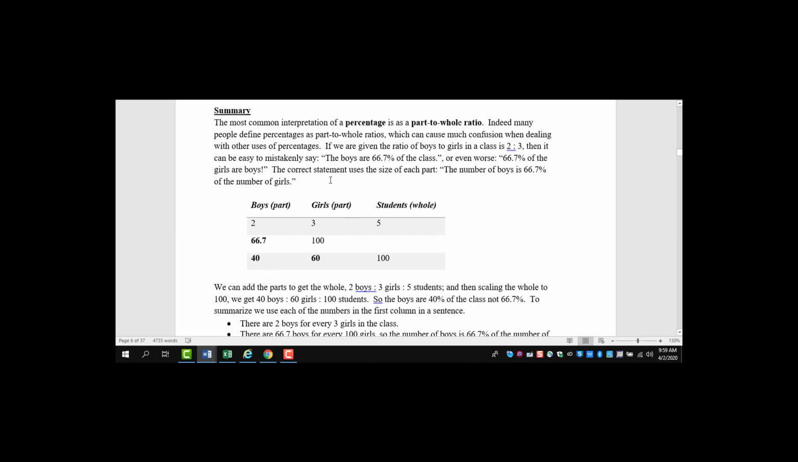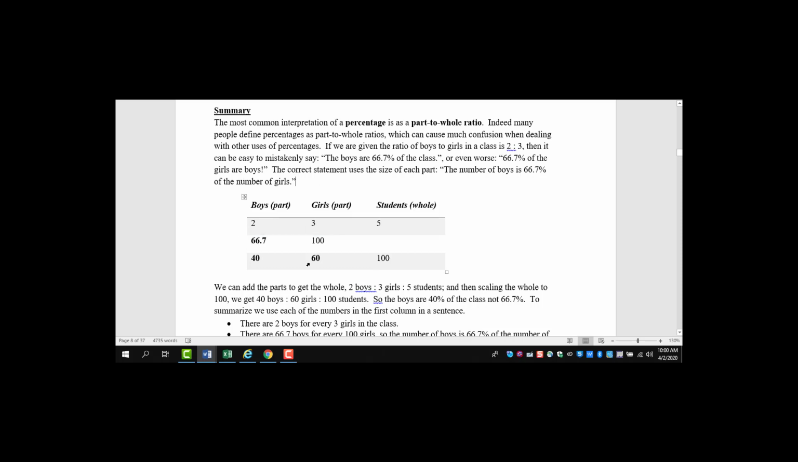If we're given the ratio of boys to girls is 2 to 3, 2 boys for every 3 girls, then it can be easily mistaken to say the boys are 66.7% of the class. That's not true, because you're dealing with boys to girls, not boys to class. Or even worse, 66.7% of girls are boys. The correct statement uses the size of each part. The number of boys is 66.7% of the number of girls.